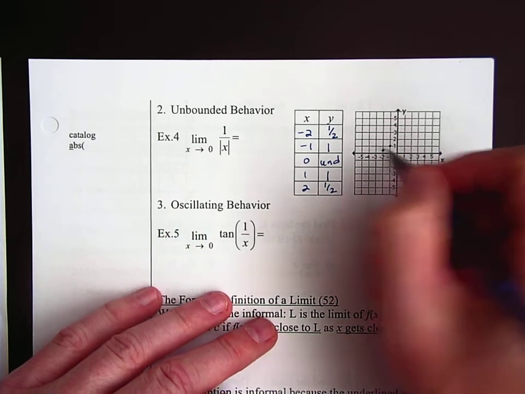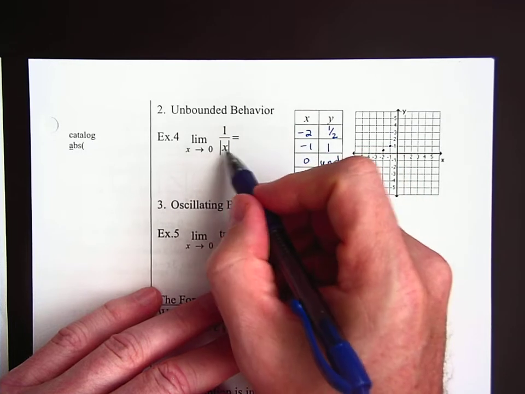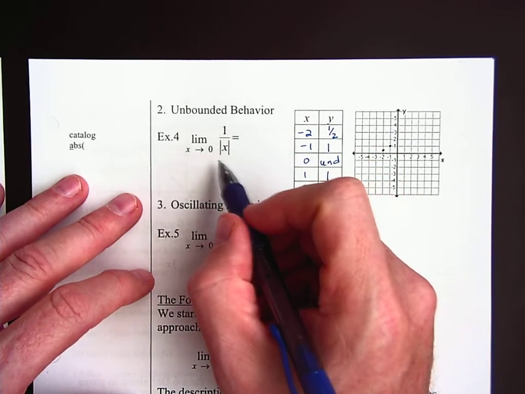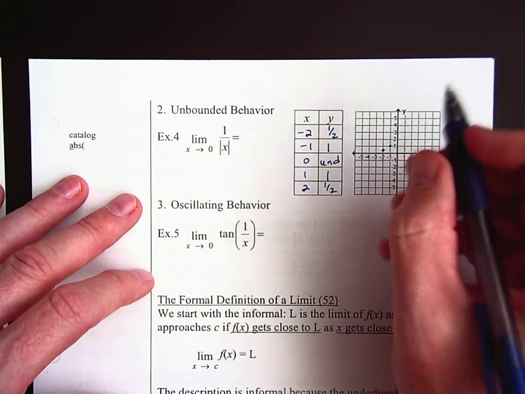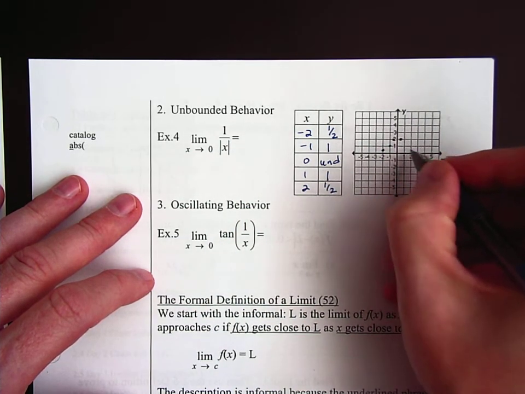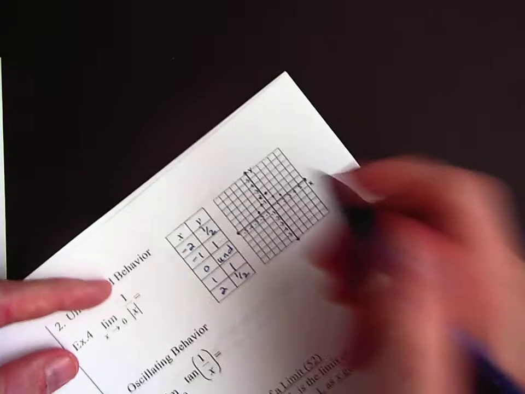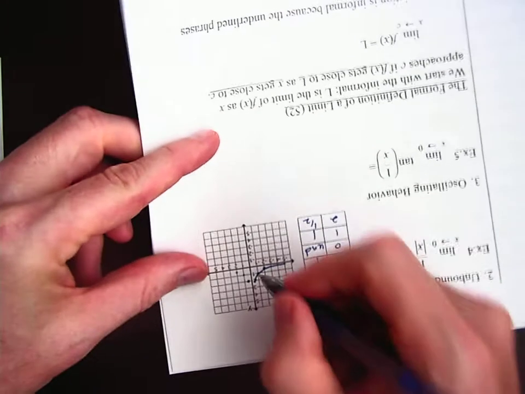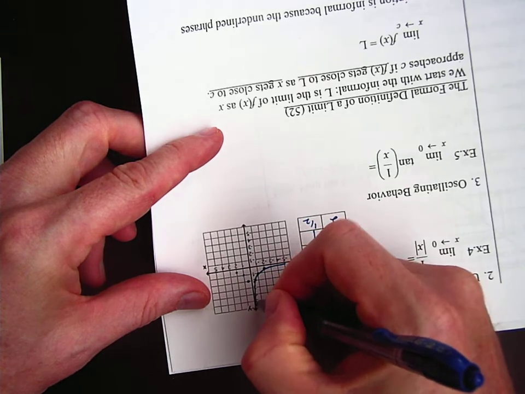If we plugged in -1/2, then the absolute value of -1/2 would be +1/2. 1 divided by 1/2, multiply by 2 over 2, and you get 2. So that would be 2. And then the absolute value, if you think about that, it's going to be the same on the other side. So we have, connecting the dots there.